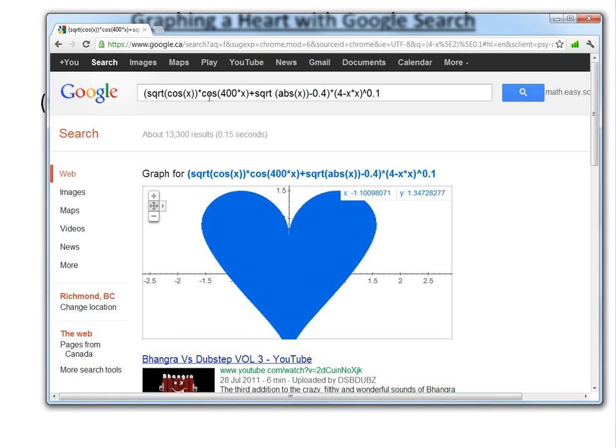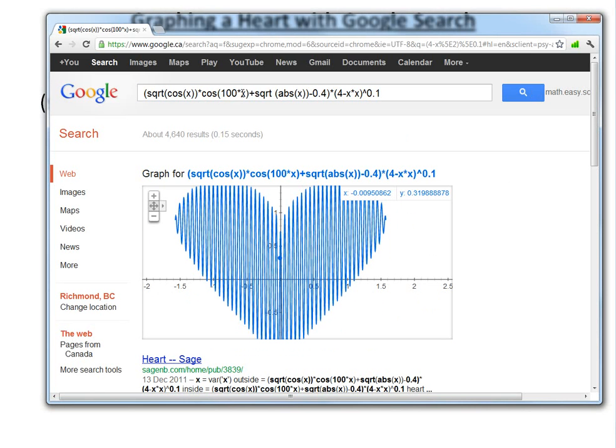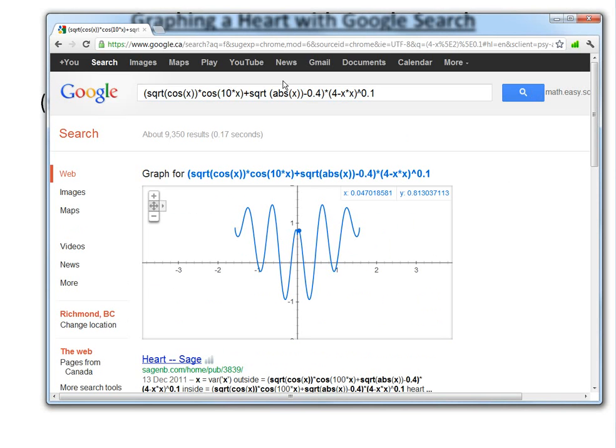You can see it goes up and down. You can play around with it. Let's put it at 100, and you can see it goes up and down like that. If you put it even, let's say, at 10, then it doesn't look like a heart anymore, but you kind of get the idea. Let's put it back to 400.